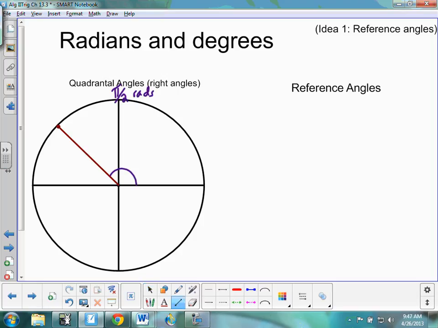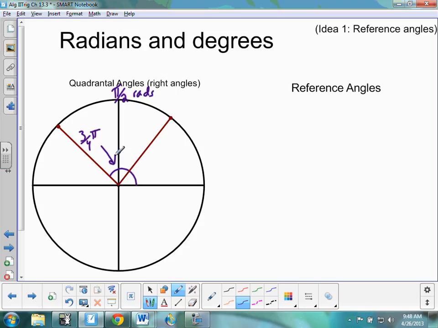Good. This would be 1/4 pi, because this is a half pi. So this is 0 pi, quarter pi, half pi, 3/4 pi. This is 3/4 pi radians, this whole angle here. And its reference angle in the first quadrant would just be pi over 4, or 1/4 pi radians.